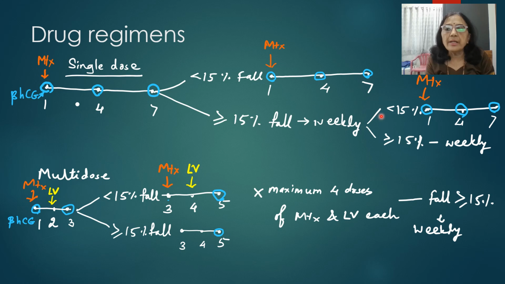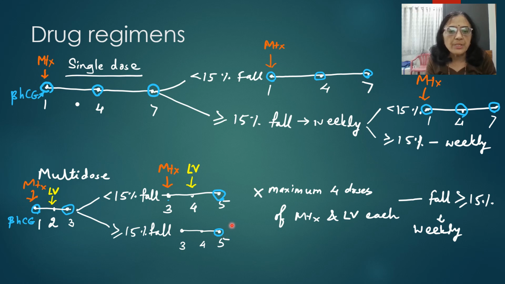In weekly testing, again, anytime the fall is less than 15%, again we restart the single dose regimen. In multi-dose, on day 1 we have given methotrexate, day 2 we have given leucovorin, and we have done beta-HCG testing on day 1. We repeat testing on day 3 and see how much is the fall. Less than 15% fall, we repeat on day 3 methotrexate, day 4 leucovorin. Greater than or equal to 15%, we don't repeat, we directly repeat the testing on day 5.